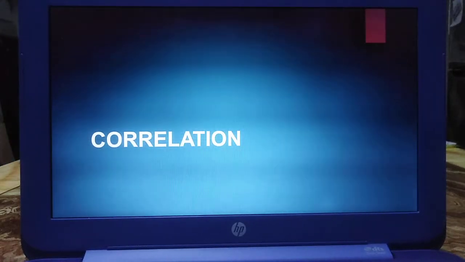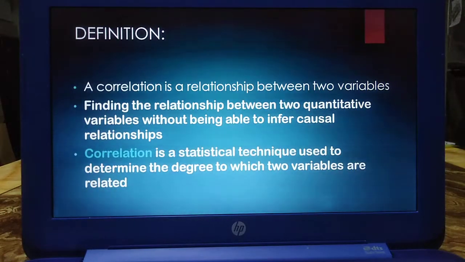Again, good morning. For our last topic in our extension class, Statistics and Probability, we are going to discuss today what we call correlation. By definition, a correlation is a relationship between two variables. Let us take the two variables age and weight. So if we'd like to determine whether there is a relationship between the age of a person and his weight.